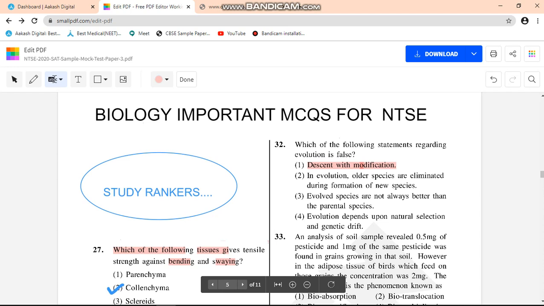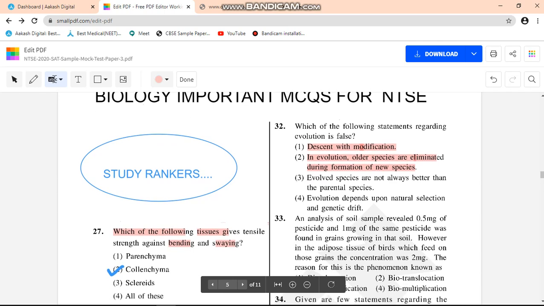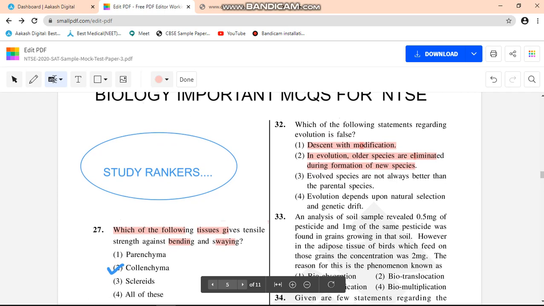And our next statement is, in evolution, older species are eliminated during formation of new species. Friends, don't we see this statement is somewhat wrong because new species are found, but older species are not completely eliminated in evolution. Our next statement is, evolved species are not always better than the parental species. This statement is correct because evolved species cannot always be better than the parental species. There can be some defects also.